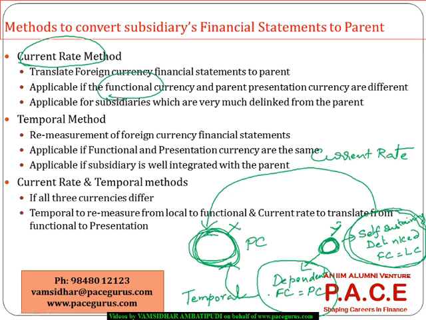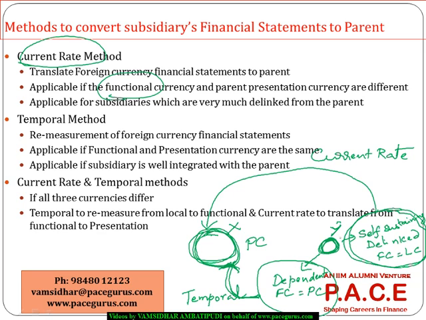I use the temporal method first to remeasure from local to the parent. Because the parent's functional as well as presentation currency is the same, from local to the parent at the time of presentation, I'll convert from local to the parent based on the temporal method.